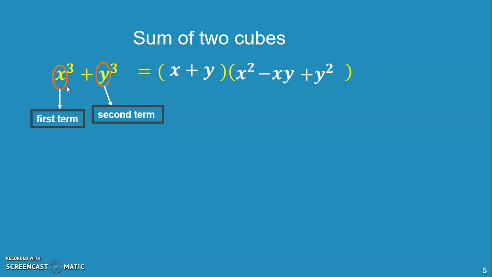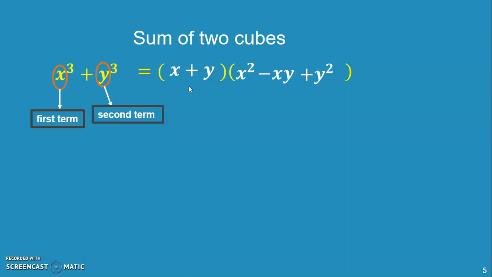Pag ganito yung forma na cube of the first term plus the cube of the second term, ito yung factored form. The sum of the first and the second term. Next factor is the trinomial. The square of the first term minus the product of the first and the second term plus the square of the second term. So, ito yung susundan natin.